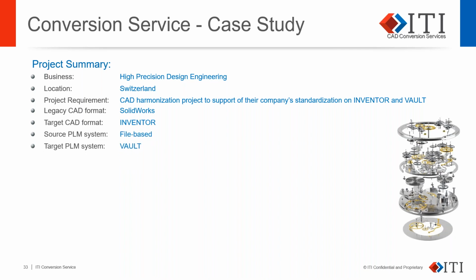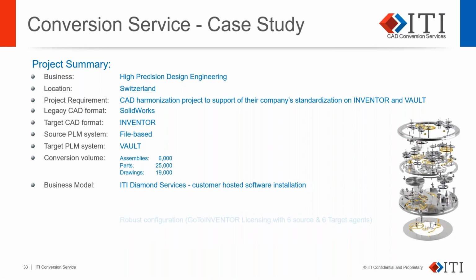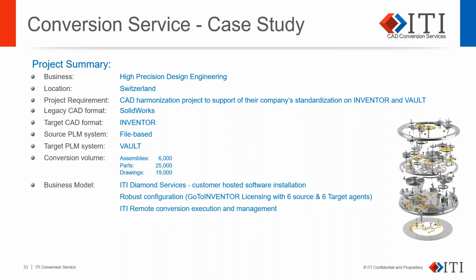In this case, their PLM system, well, they didn't have one. It was file based, and they're moving into their existing PLM, which was Vault. So they had a large amount of data here, roughly 50,000 objects. An object is what we would call an assembly, a part, or a drawing. We would class these as one object each, and that's typically how we work out how large the conversion is.